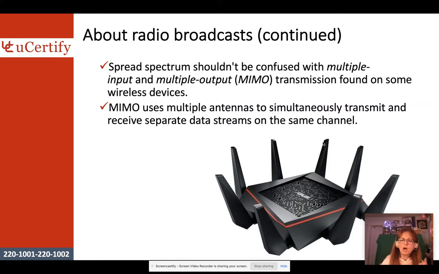Those antennas are not omnidirectional, they are monodirectional, so they go in one direction. But you've got all your directions covered because they are all around the device.